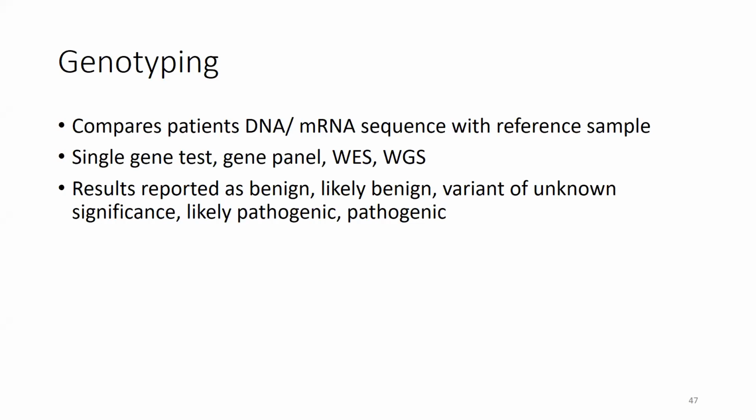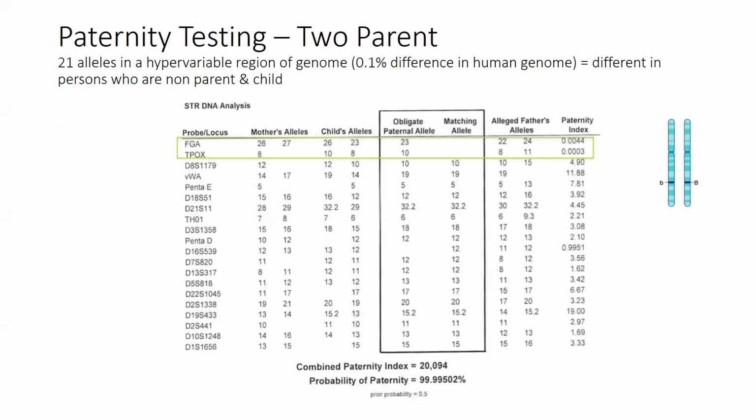And then there's the way they are reported. If a result comes out benign or likely benign, those ones are okay. Pathogenic and likely pathogenic are also straightforward. Now, variant of unknown significance basically means we don't know. So if you ask for a genetic test and it comes back variant of unknown significance, you have no way of knowing whether that is the one causing the mutation or not.